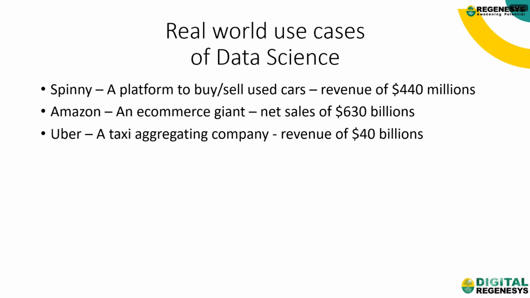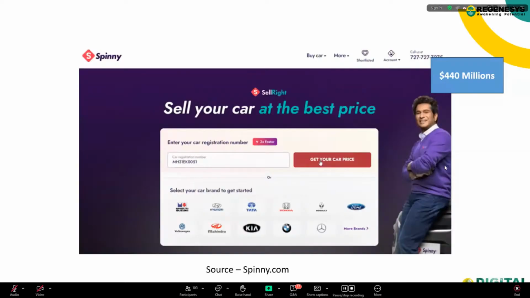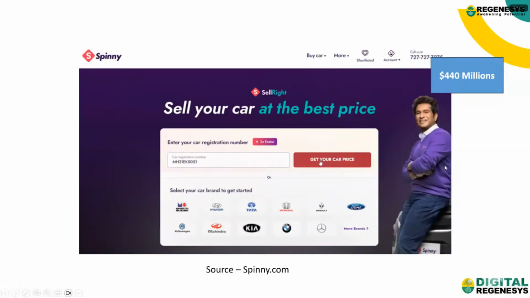Now, why have I mentioned all these revenue and sales numbers? Because this is just to give you an idea of the scale on which they are operating their businesses, right? All right, let's start with the first example, which is Spinny. So here in this platform, you can sell your used car. For that, you will first of all have to enter your car number.